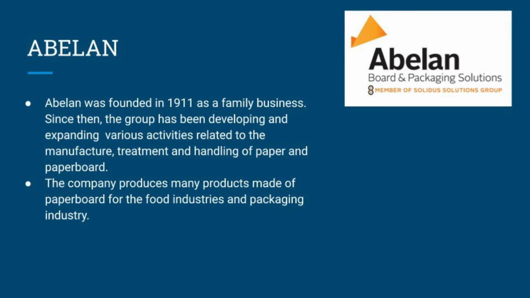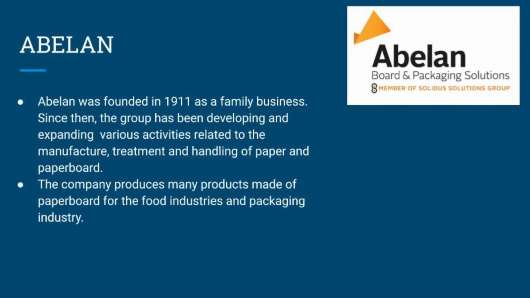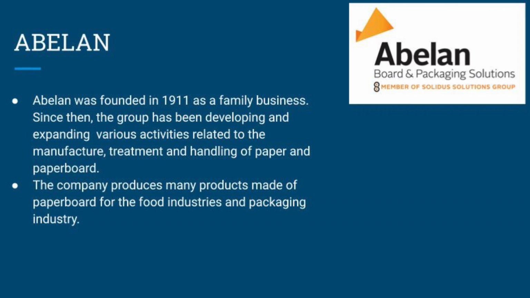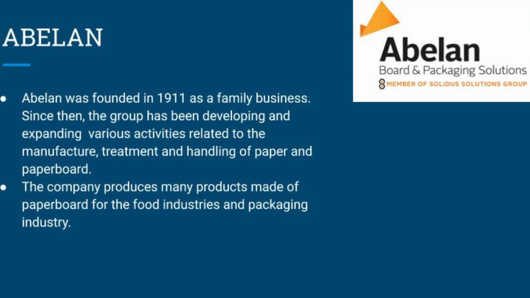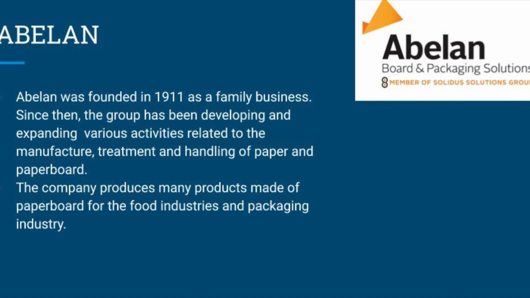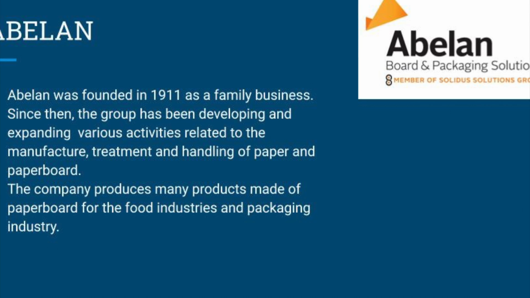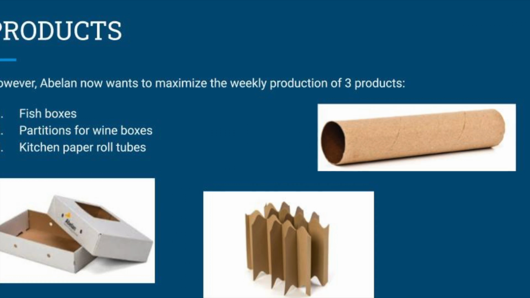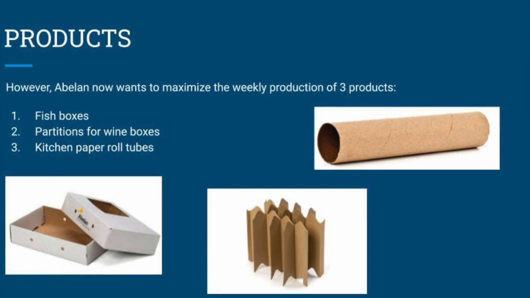Now we're going to work on the case of Avalon. Avalon is an enterprise that was founded in 1911 as a family business, dedicated to the manufacture, treatment, and handling of paper and paperboard products. Although it produces many products, its objective now is to maximize the weekly production of three products: fish boxes, border partitions, and kitchen paper roll tubes.